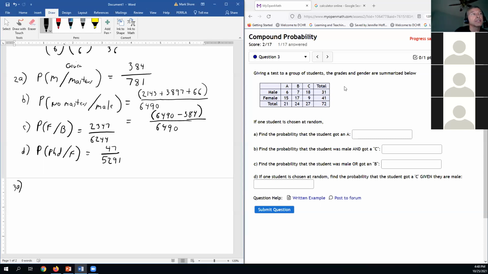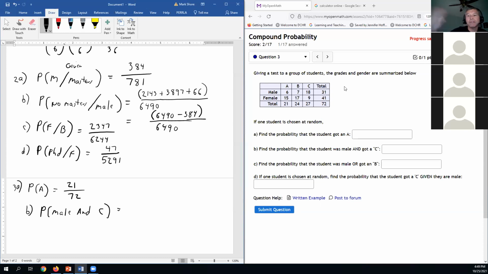So how many A's are there in this table? 21. And that would be out of what? 72. Boom, that's it. Let's go to part B. On part B, it says, find the probability that the student was male and, so I'm going to write it this way, probability of male and, keyword here, and you see how they even capitalized it there to focus on that. Probably the student was male and got a C.